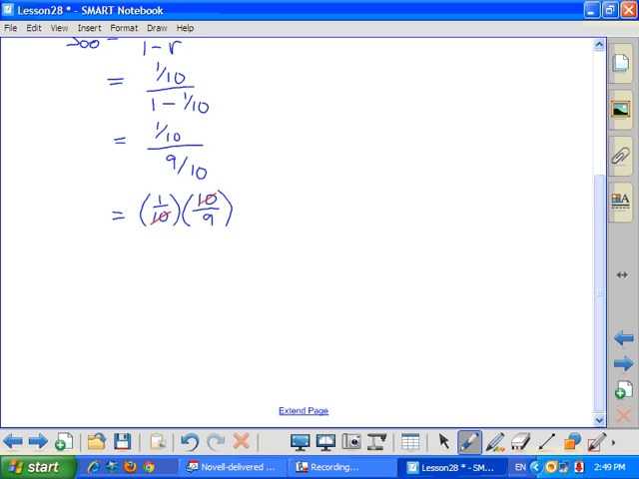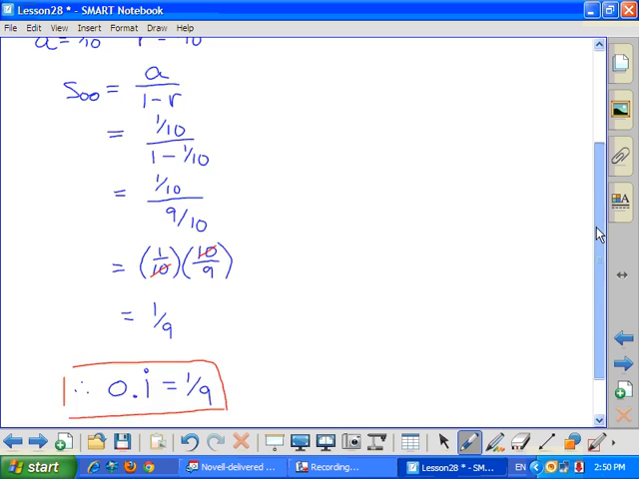10s would cancel. We're left with 1/9. So therefore, 0.1 repeated is equal to 1/9. All right. Some of us already knew that, and you always check your answer with the calculator, but I want to prove to you the process works.